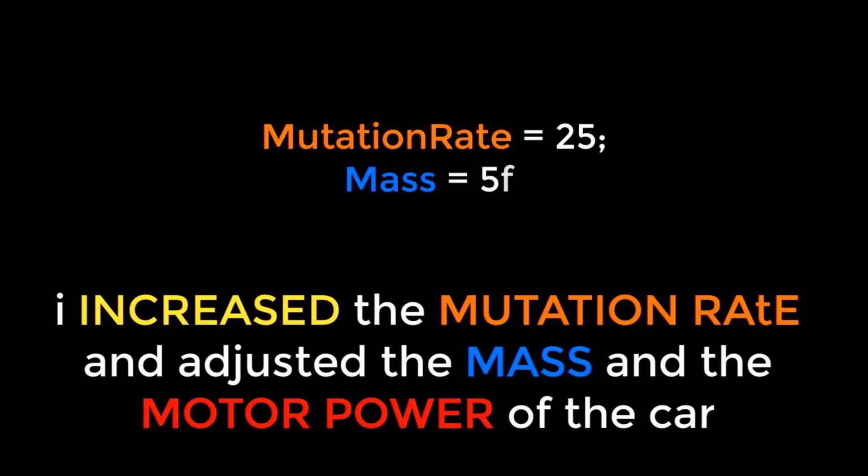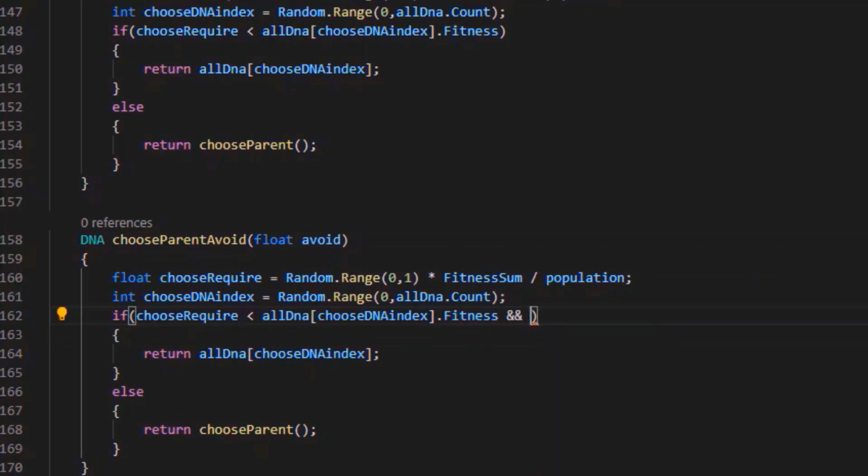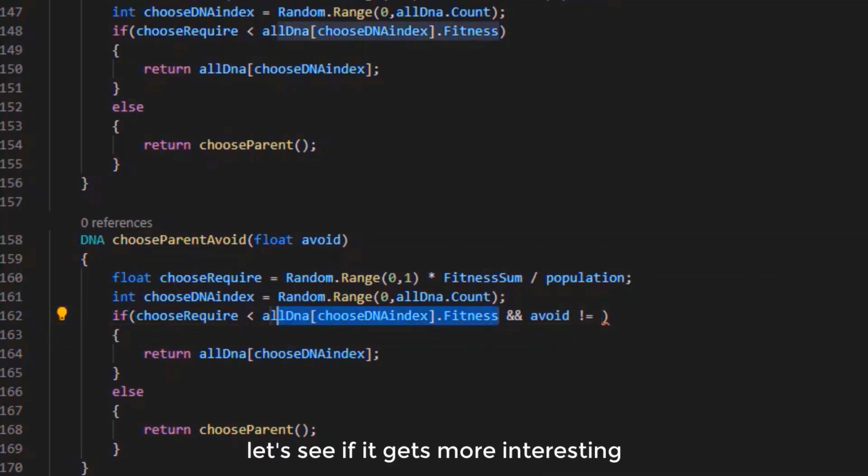I increased the mutation rate and adjusted the mass and the motor power of the car, and also avoided choosing the same parent for a child. Let's see if it gets more interesting.